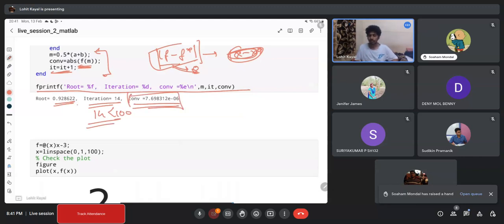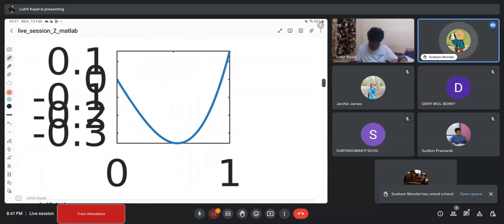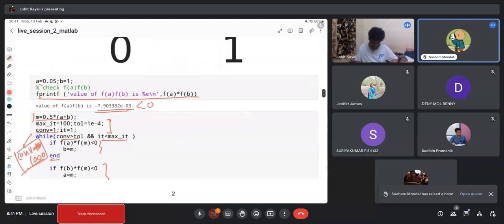Sir, theoretically the iteration must stop at step number 99, I think. Now why? Because the iteration count is less than the max iteration.